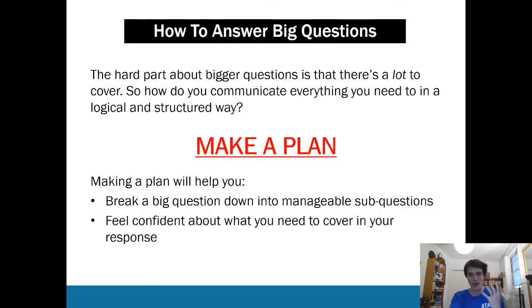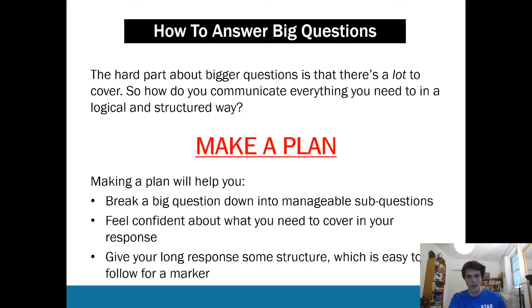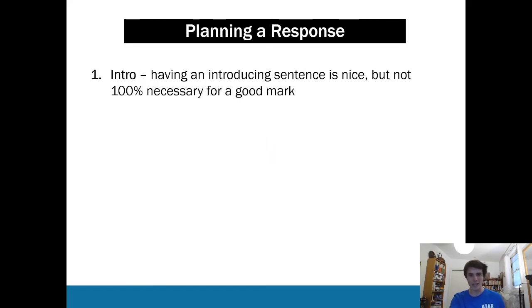It means that if you have a thought midway, you don't have to worry about being at the end of your response and feeling like you have to tack stuff on. It gives you a chance to think through what is all of the stuff that I actually want to include when I am writing my response here? And lastly, it gives your response some structure, which is really great and will basically guarantee you some marks just for having a good logical structure in your question.